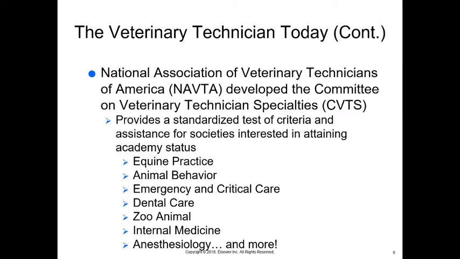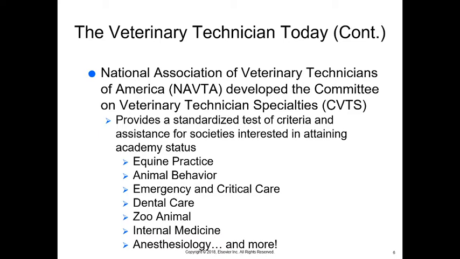The National Association of Veterinary Technicians in America, NAVTA, the large group of veterinary technicians across the nation, has developed the Committee on Veterinary Technician Specialties, or CVTS. This provides standardized criteria and assistance for societies interested in attaining academy status. An academy is a group of people who have together developed special interests and special skills within certain specialties: equine practice, animal behavior, emergency and critical care, dental care, zoo animal, internal medicine, anesthesiology, and there are several more.